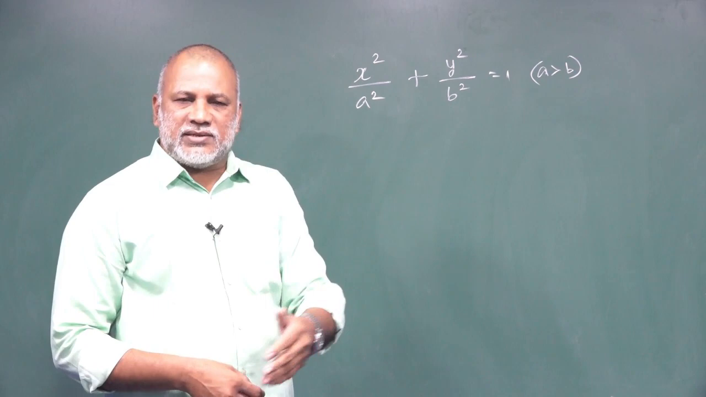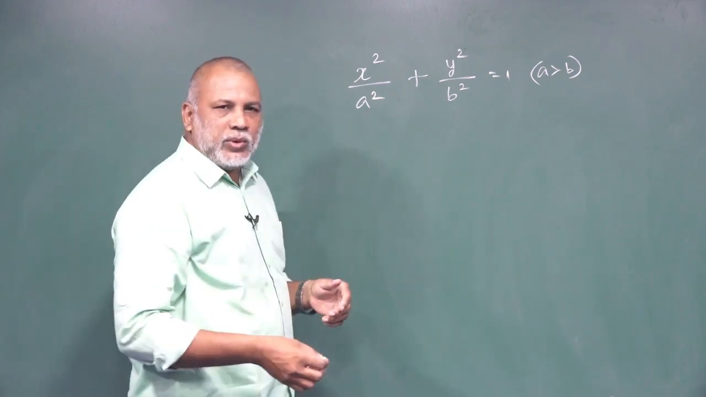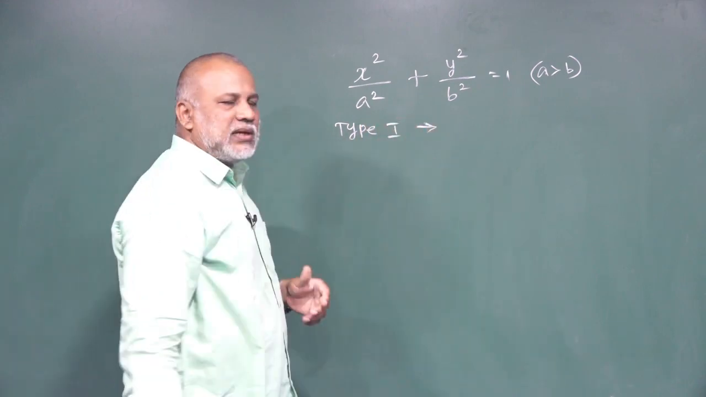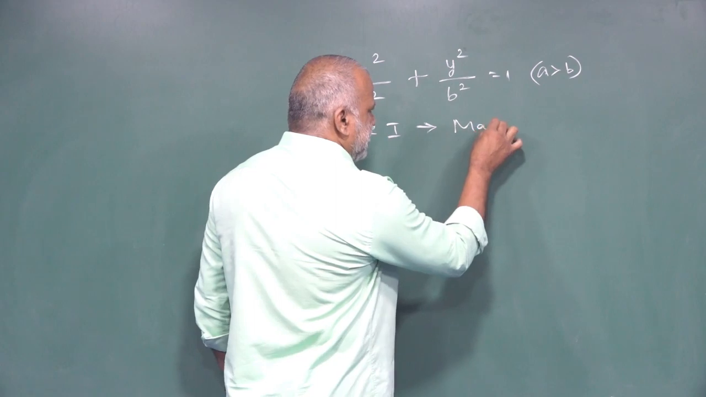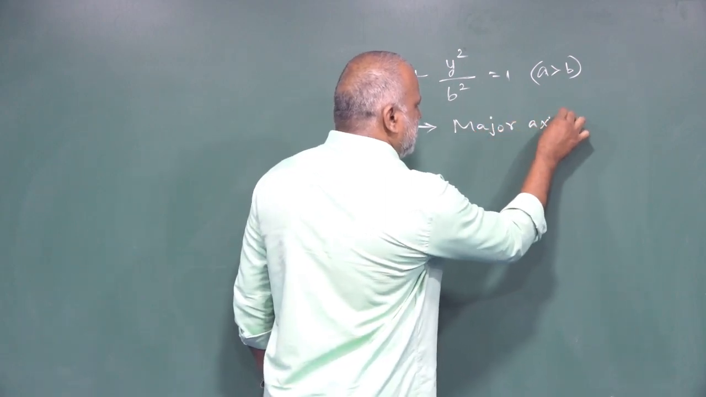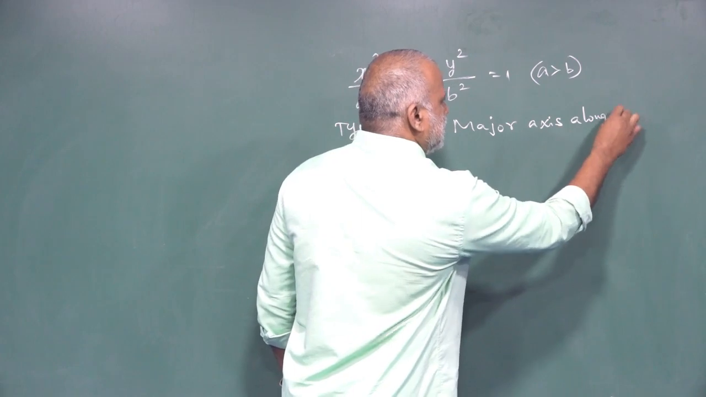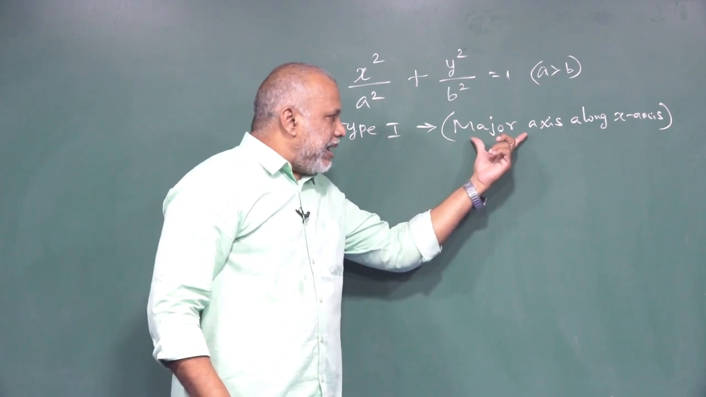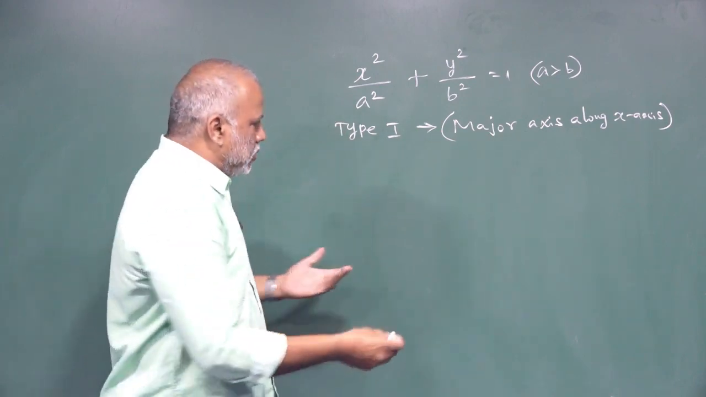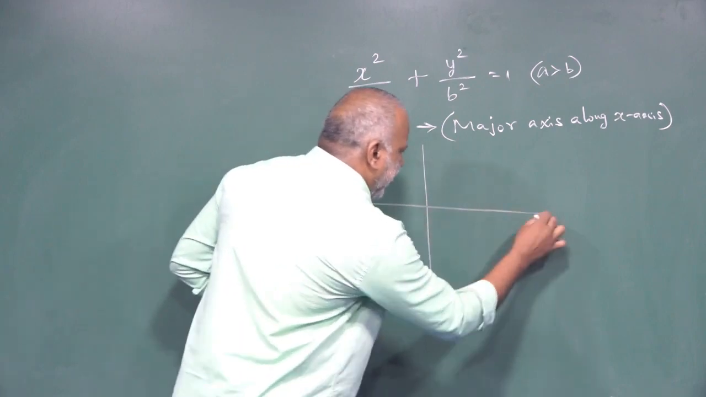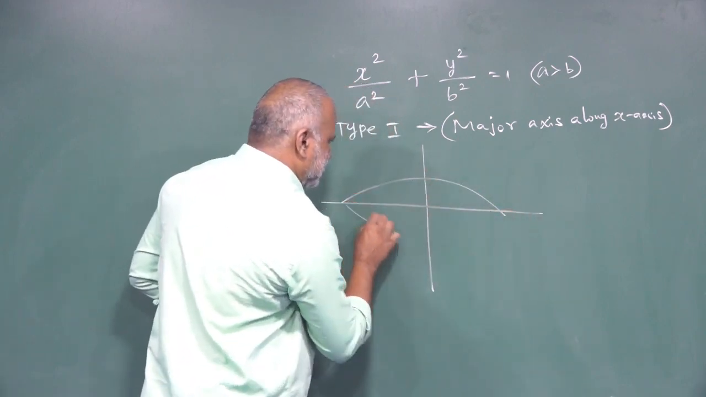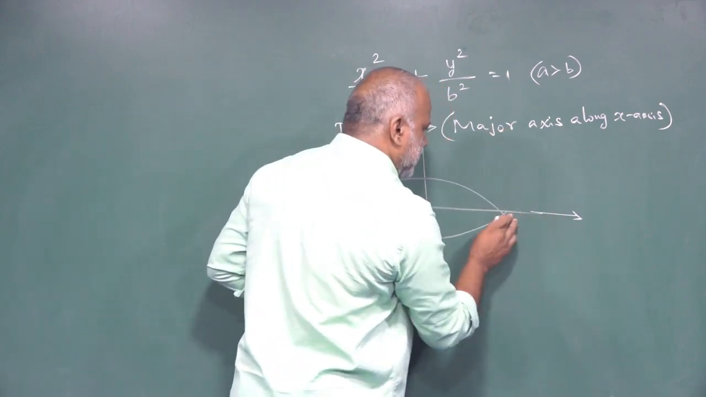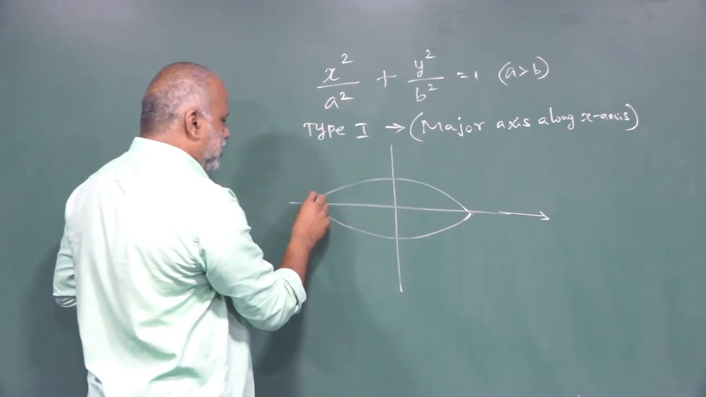What are the logics we have discussed so far? Point number 1, this is called type number 1. What is the name of this one? Major axis along x-axis. The meaning of major axis: we are going to draw an ellipse. This is the major axis, the majority portion, and it lies on the x-axis. So this is called major axis along x-axis.